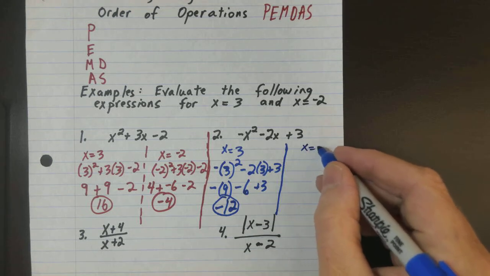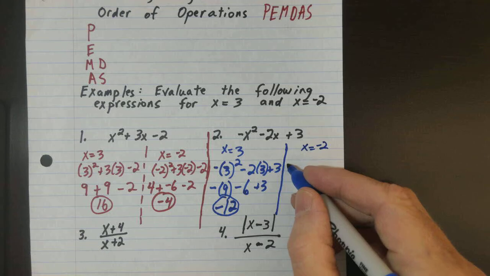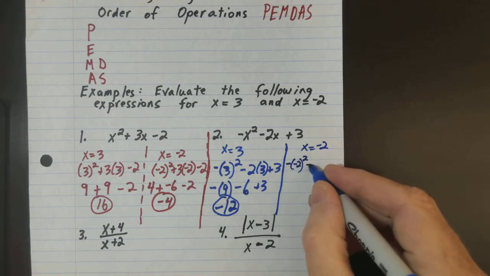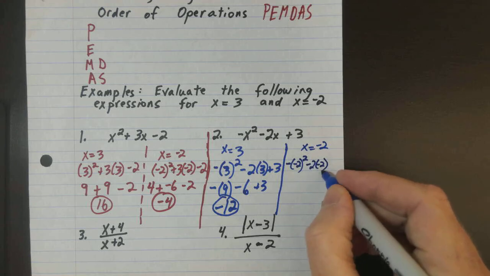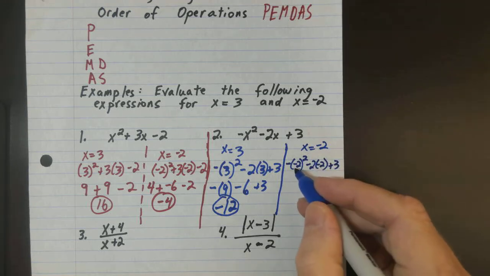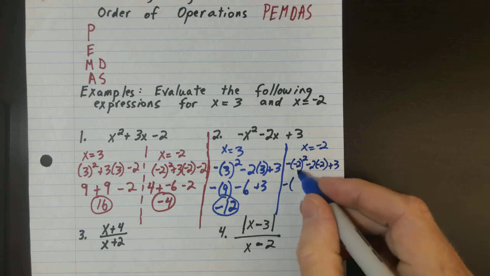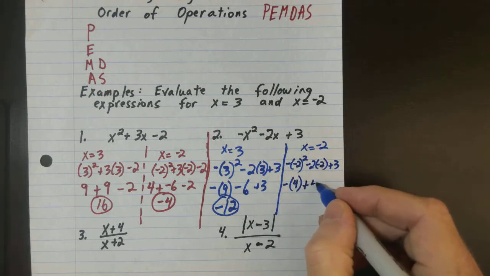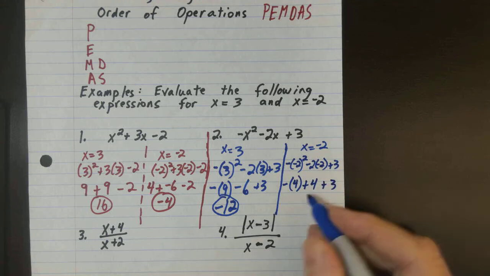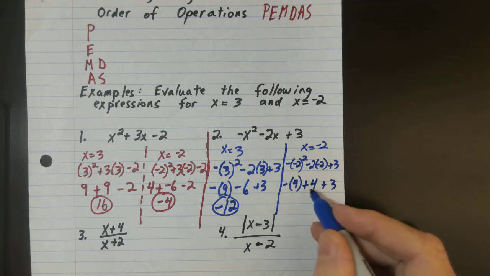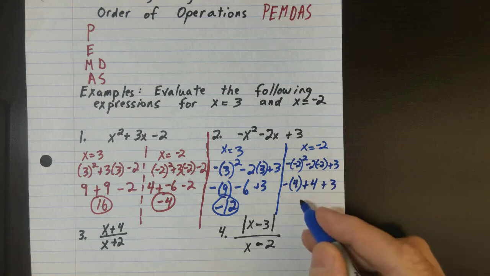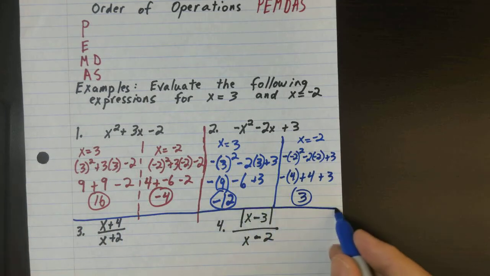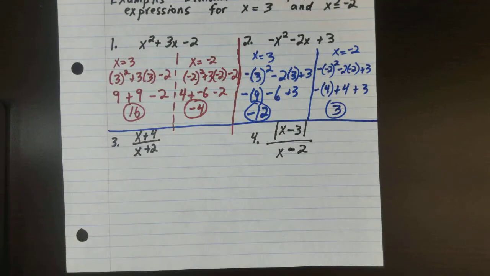And when x is negative 2, when I substitute, I got negative, negative 2 squared minus 2 times negative 2 plus 3. And then that's negative, and negative 2 squared is 4. Negative 2 times negative 2 is positive 4, and then plus 3. And negative 4 plus positive 4 is 0. 0 plus 3 is 3. Okay, so now example 3 here.